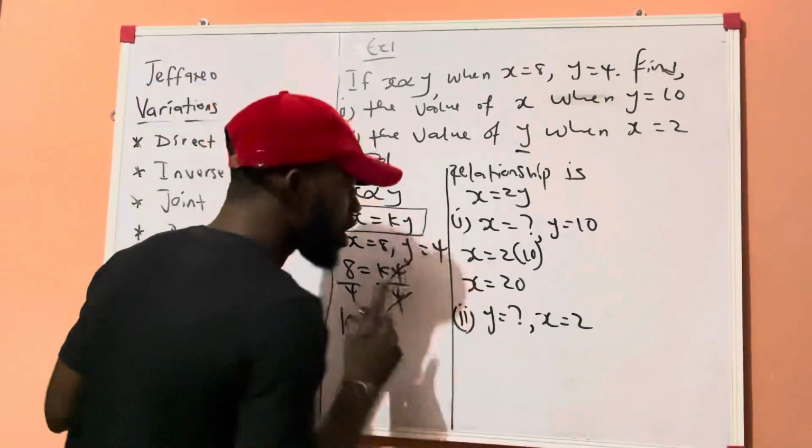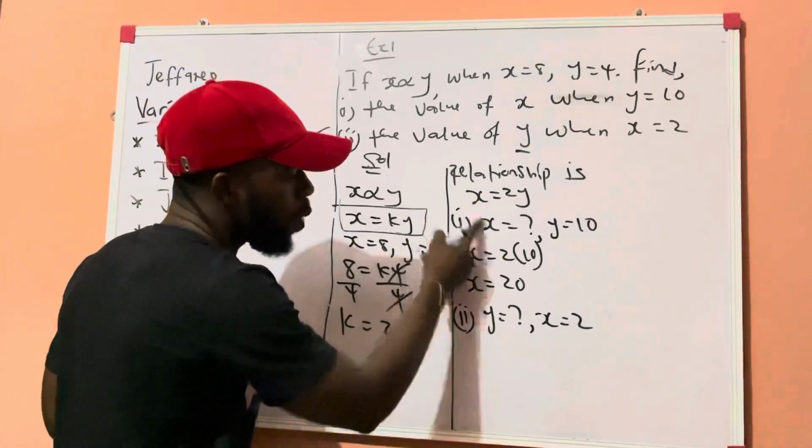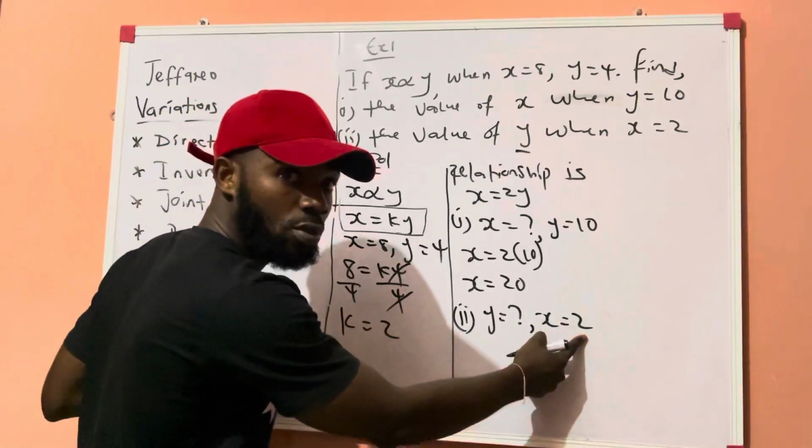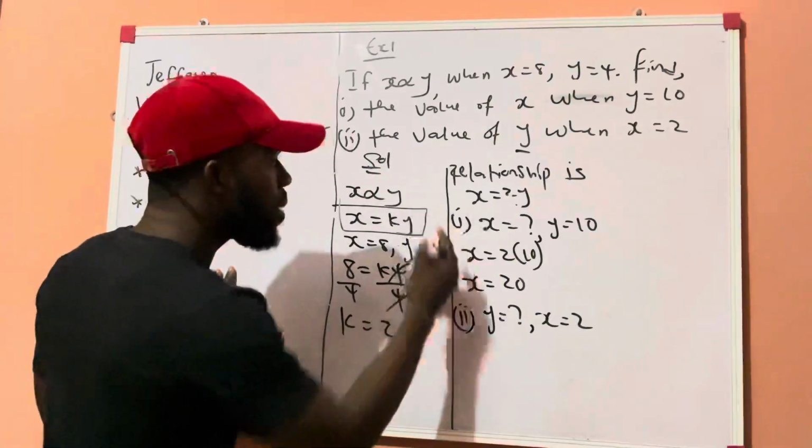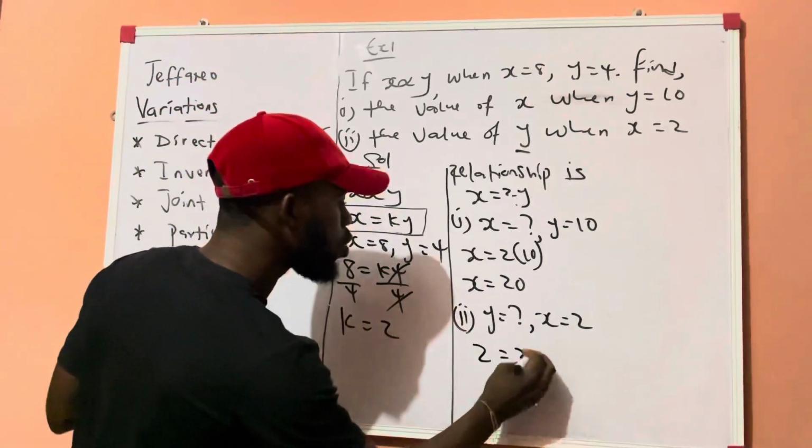Now, using the relationship, anywhere I see x, what will I give? 2, because x is 2. But anywhere I see y, what will I still give? I will still give y because I don't know what y is. So automatically it becomes 2 is equal to 2y.